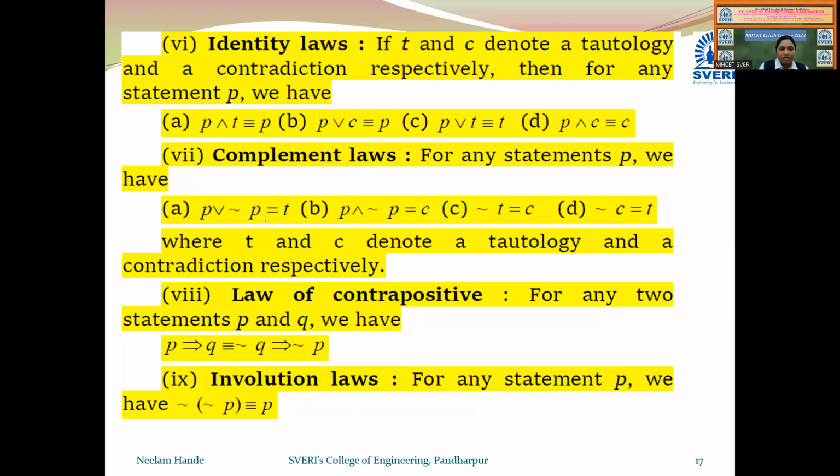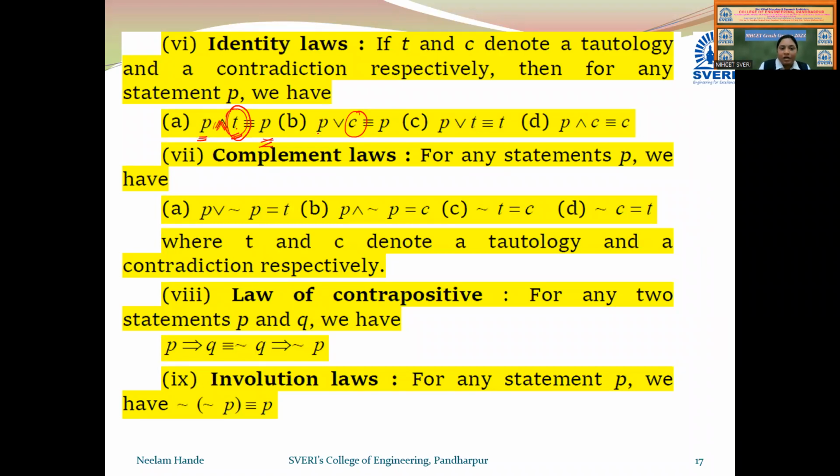Complement laws, identity laws, laws of contrapositive, involution laws. Like, if P implies Q, do we know this? No? Okay, I'll explain. If T is the tautology, the table is always true, and a contradiction is a pattern that is always false. If any statement is combined with a tautology by and, it is always the statement P, because it depends upon the P value. As the tautology is always true, the statement retains as it is.